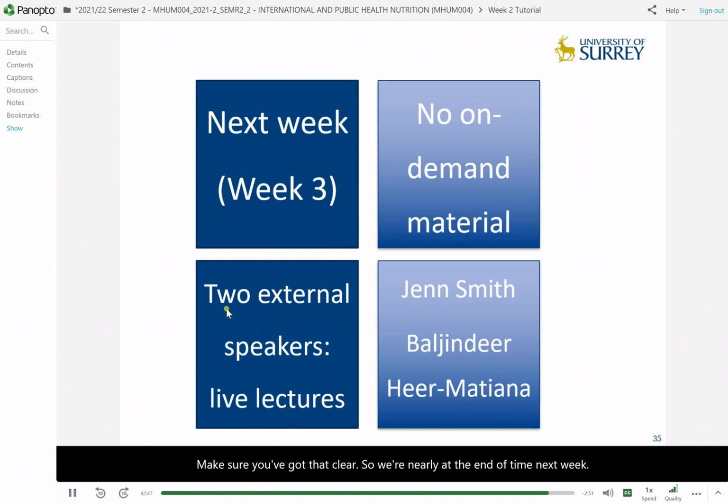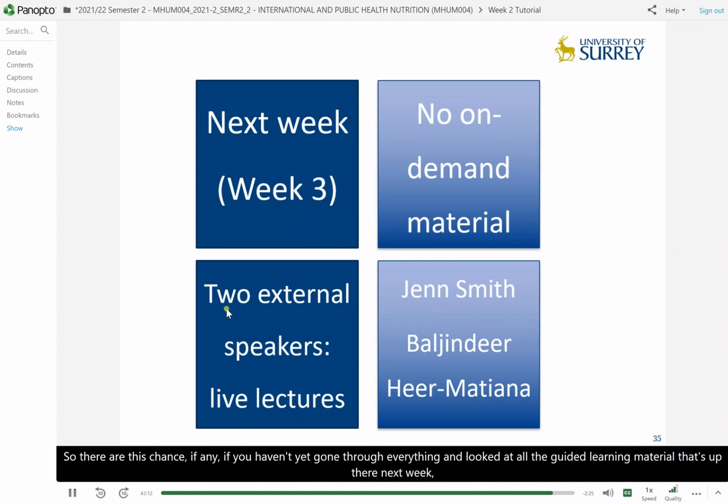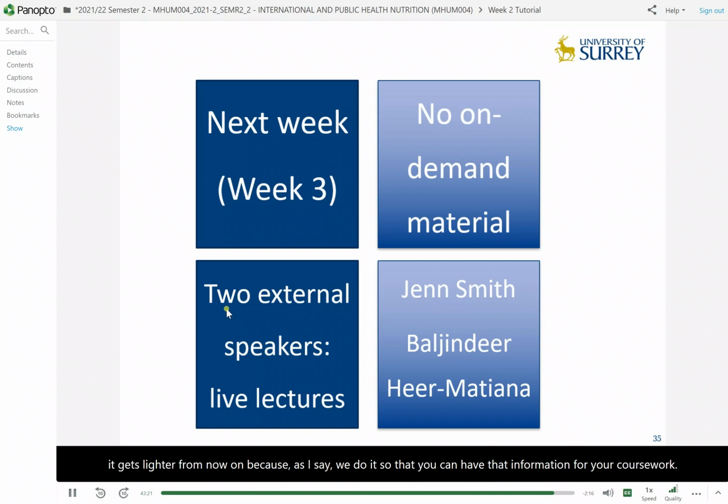So we're nearly at the end of time. Next week, you may be pleased to hear there's no on-demand material. So we've purposefully done this. We've front-loaded the module so that you have as much as you need to start as early as you want to for your coursework. So there's been a lot, and that's why I've sort of gone through and highlighted what's there and why. But next week there's no pre-recorded on-demand material for you to look at. So there's a chance, if any of you haven't yet gone through everything and looked at all the guided learning material that's up there, next week, it gets lighter from now on, because, as I say, we do it so that you can have that information for your coursework.